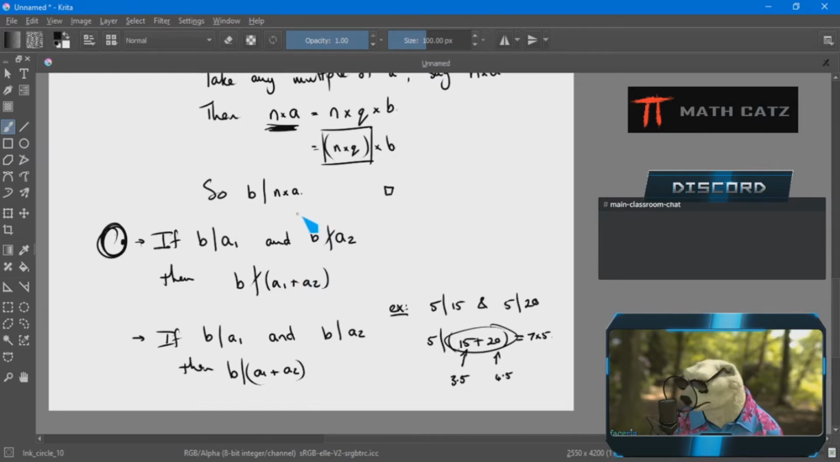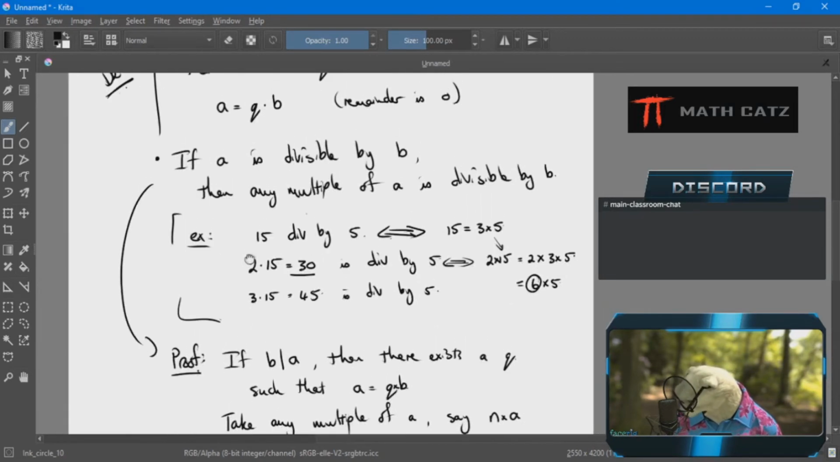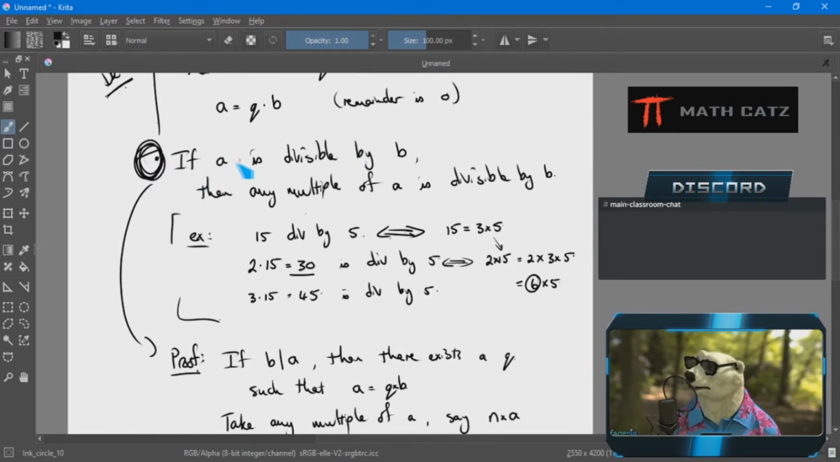Sometimes we need to think about these things a little bit, but we need these guys for our upcoming divisibility tests. And then we have this one, that if I divide into a number, then I'll automatically divide into any multiple of them. Okay.